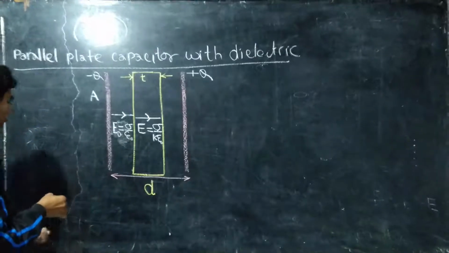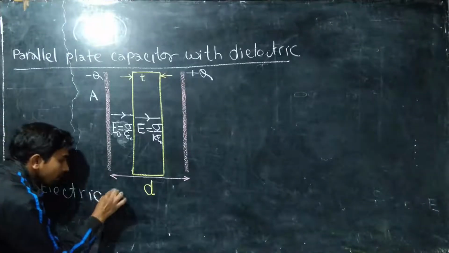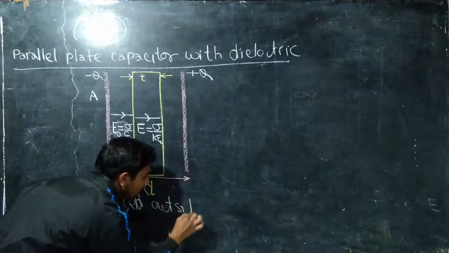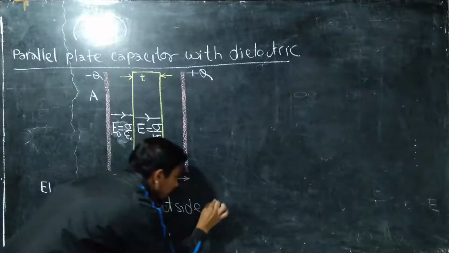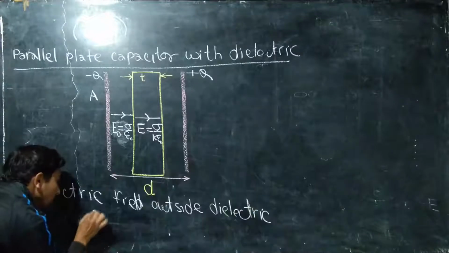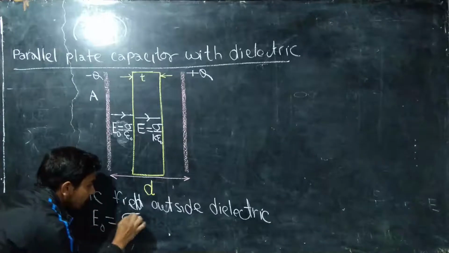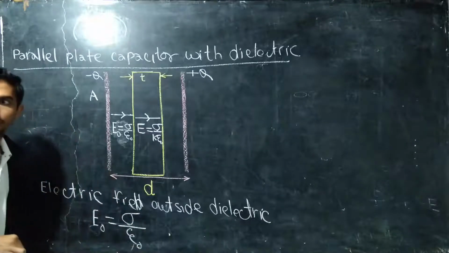So we can write here: electric field outside the dielectric is how much? E naught. And this E naught is how much? Sigma by epsilon 0, right?